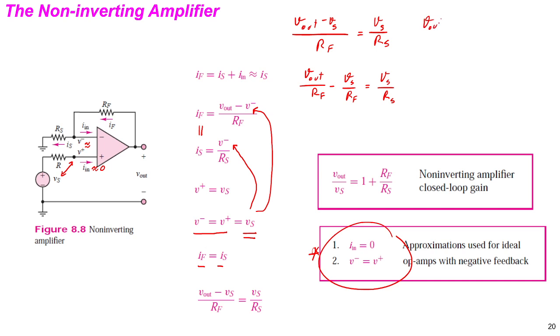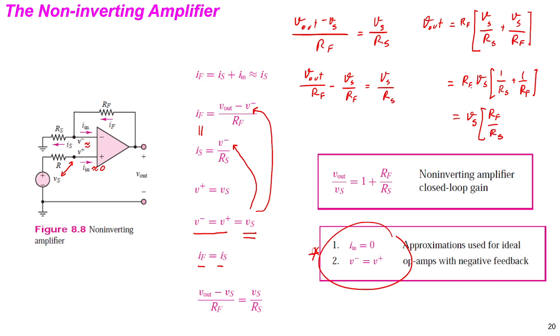Then V out equals RF into these two terms, Vs by RS plus Vs by RF, like this. So we can move Vs out of the bracket and it becomes RF times Vs (1 by RS plus 1 by RF). And if we put RF into the bracket, we get Vs (RF by RS plus 1). So we get this relation, and this is the gain of the non-inverting amp.